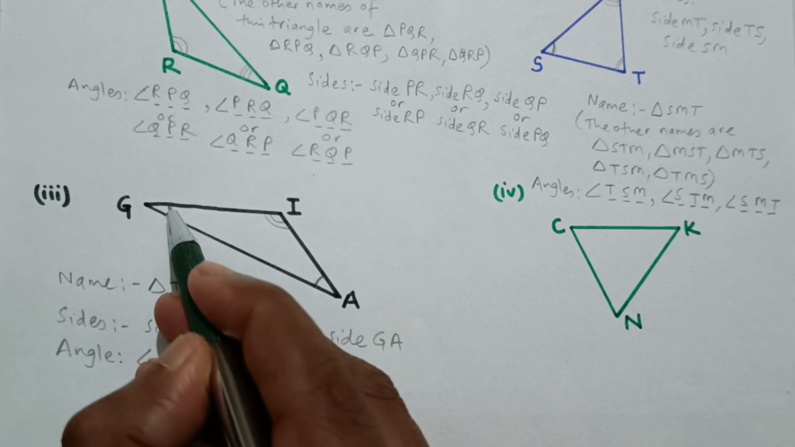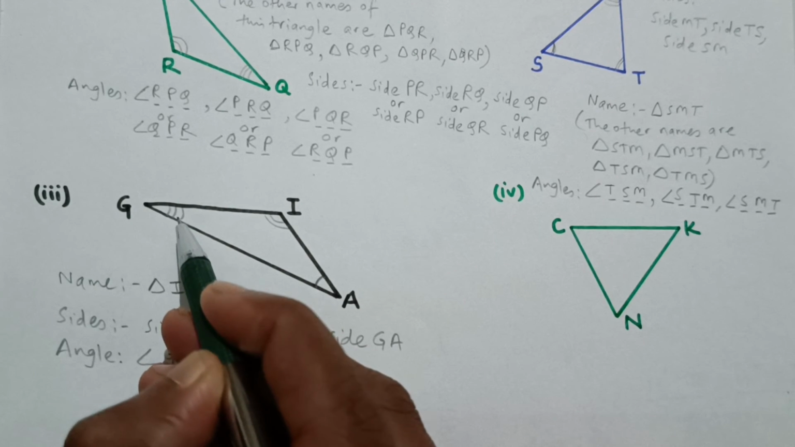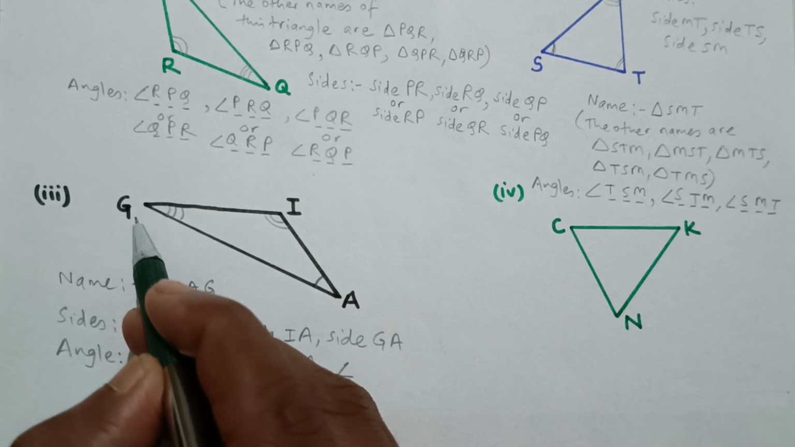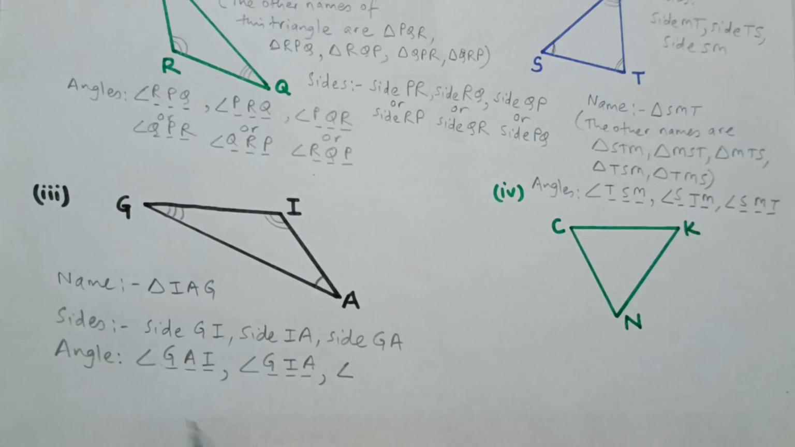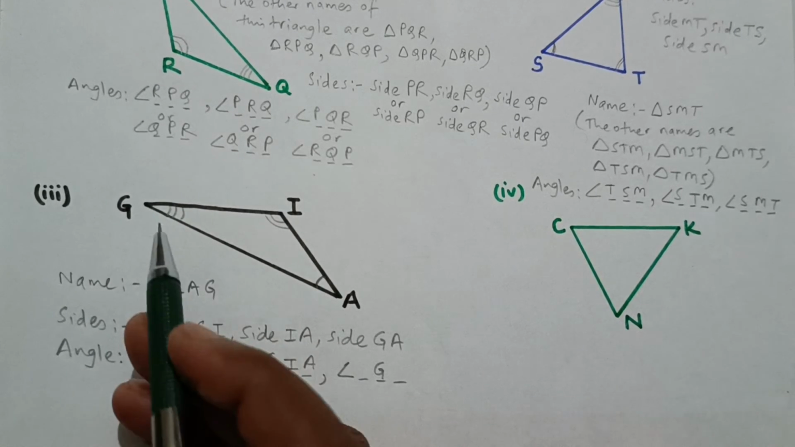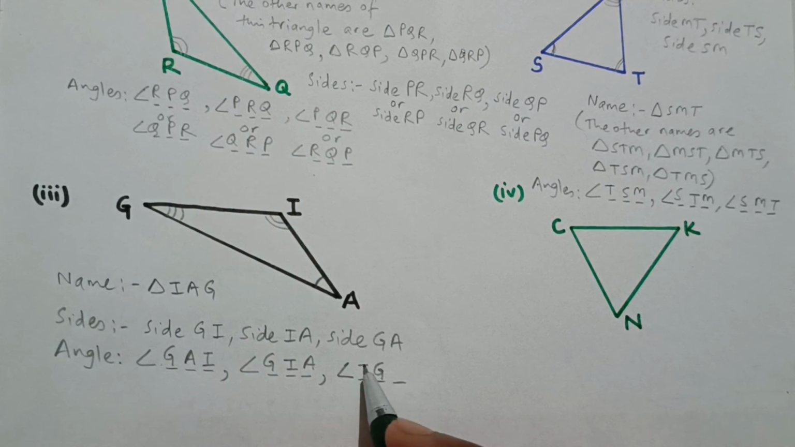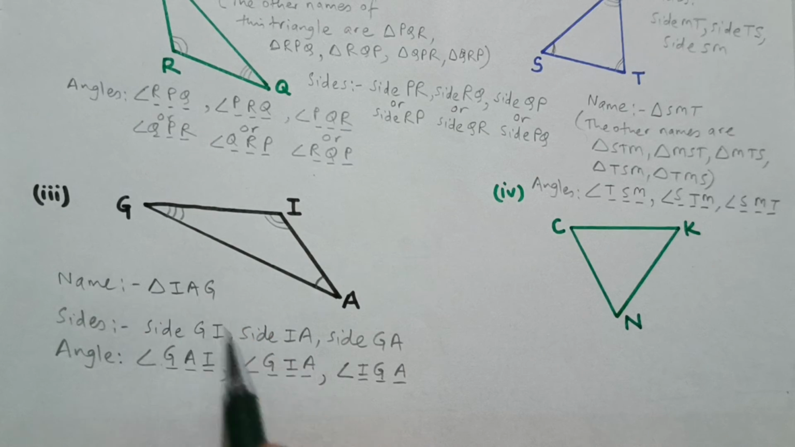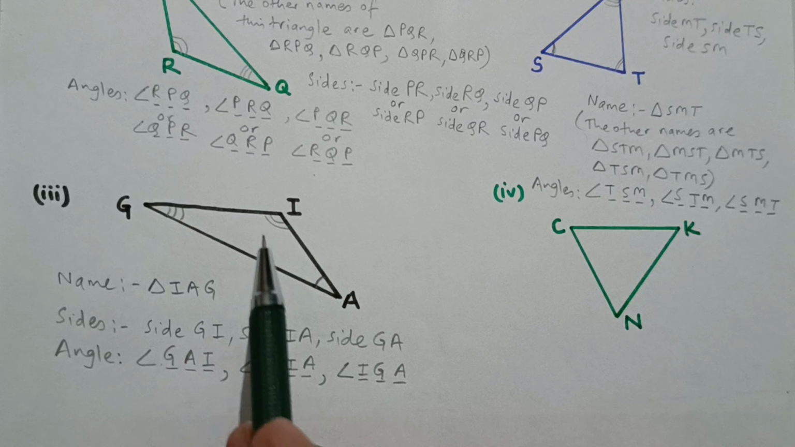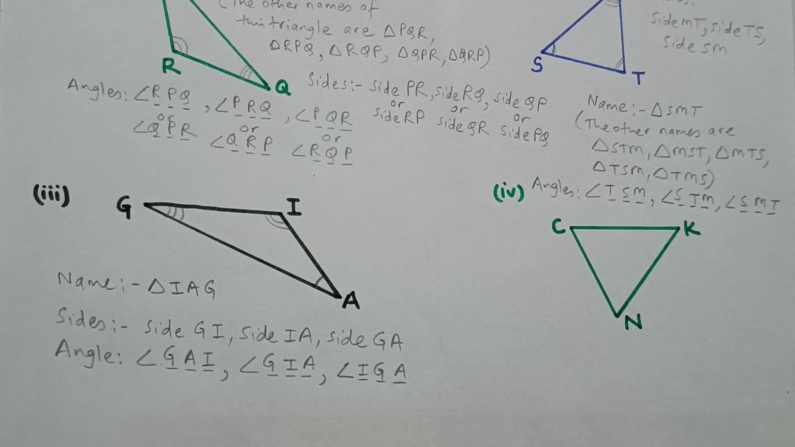And then the remaining angle is this angle. This angle is formed at corner G or vertex G. So G will be the middle letter. And then the other two letters are I and A. So you can write I over here and A over here. You could have written A over here and I over here. So this angle is angle IGA. So these are the three angles of this triangle. And with that we have solved question number 3 also.